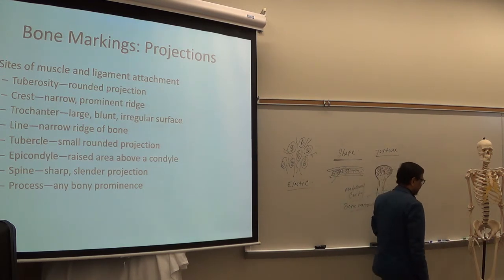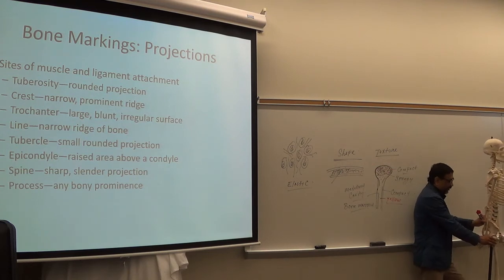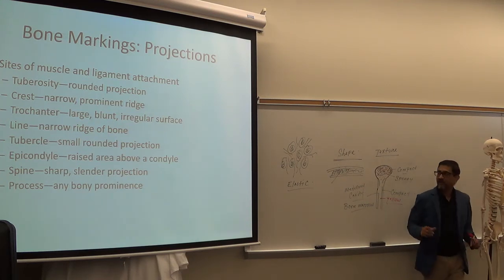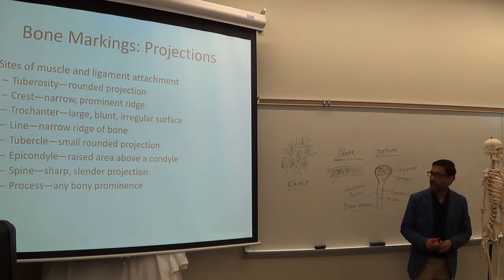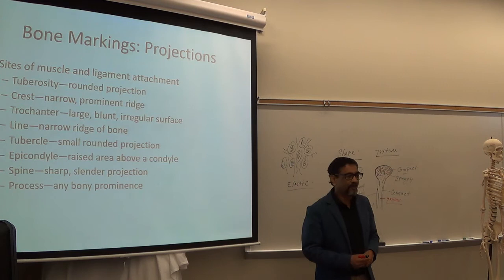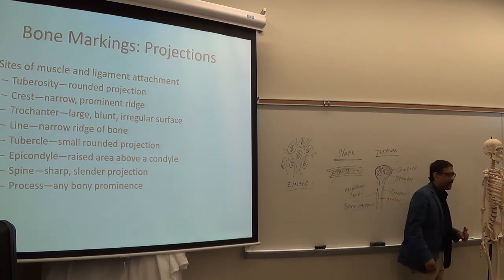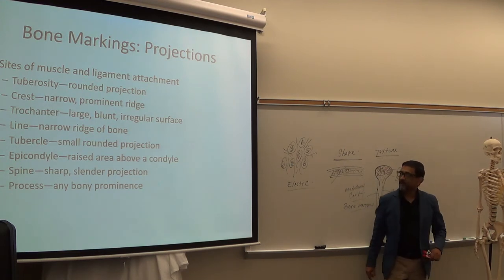Trochanter, for the muscles. You must remember greater trochanter, lesser trochanter in the femur. Gluteal muscles, you know, gluteus maximus, medius, are huge muscles, right? Those muscles get attached to the trochanters, like this. Okay. So trochanters are large, blunt, irregular structures or surfaces. Line, you have seen some lines, nuchal line, remember? Anybody remember nuchal lines? In the back of the occipital bone, for the neck muscles. Gluteal lines in the ilium.